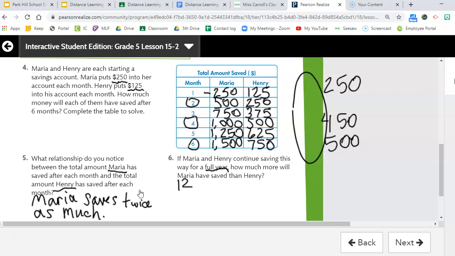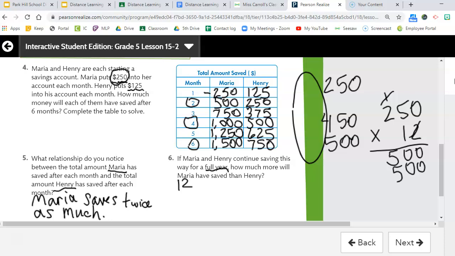So I think I'm going to go to the side and I'm going to think, okay, Maria does 250 a month. So if I do that times 12, that'll help me. So I'm going to do 250 a month times 12 months. Okay. 0 times 2 is 0. 5 times 2 is 10. 2 times 2 is 4 plus 1 is 5. I already used my 2. I have my placeholder. 0 times 1 is 0. 5 times 1 is 5. And 2 times 1 is 2.